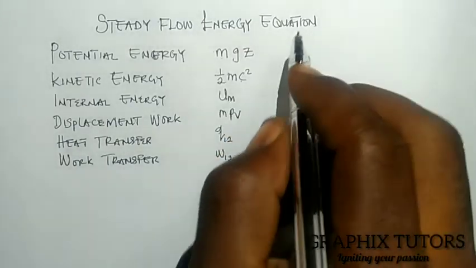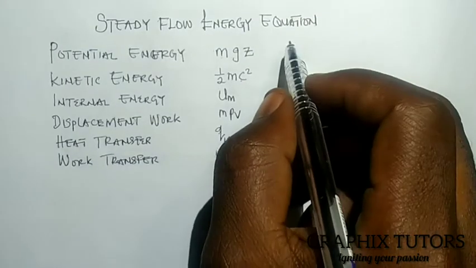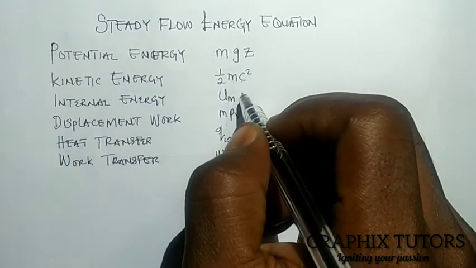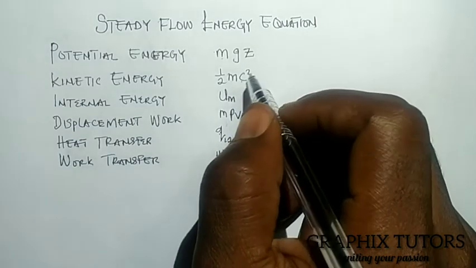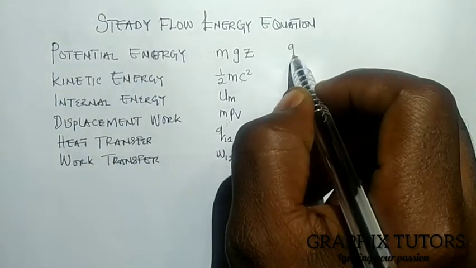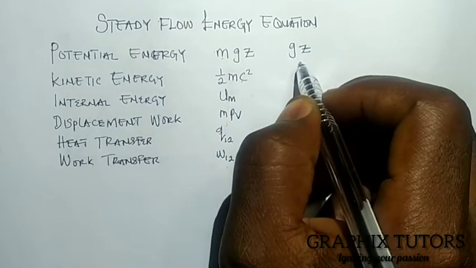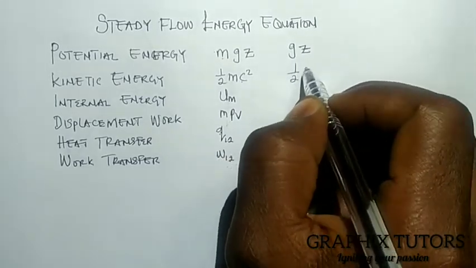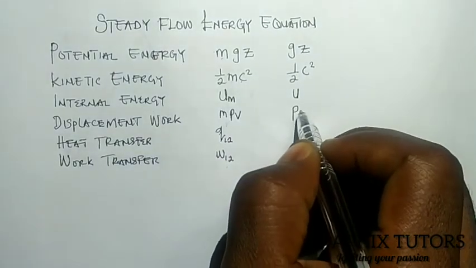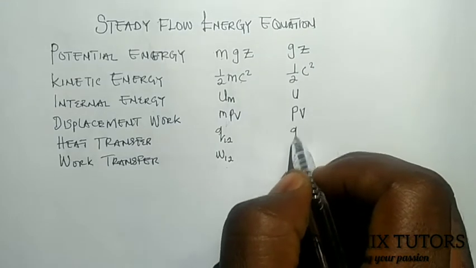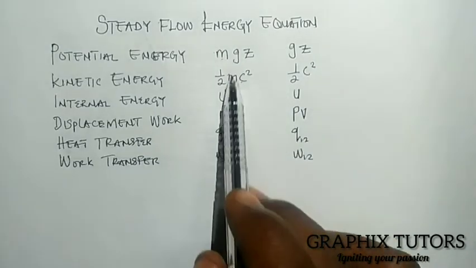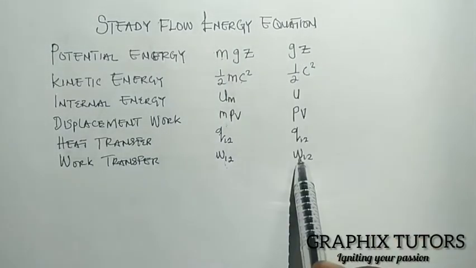So that is in terms of extensive property. But in terms of intensive property, we are not going to include the mass, because we know that intensive properties are independent of the magnitude of mass. So in terms of intensive property, we'll have gravity times the datum, half C squared, U, PV, the pressure and volume, then Q12 and W12. So don't forget, this is in terms of extensive, and this is in terms of intensive, which is per unit mass, right?